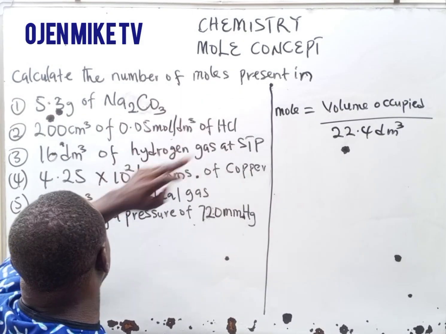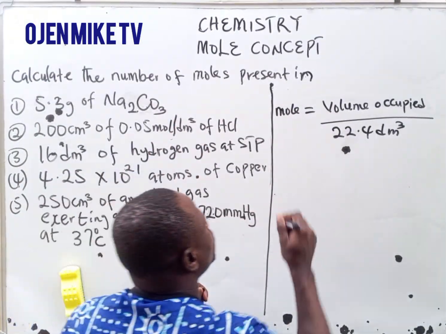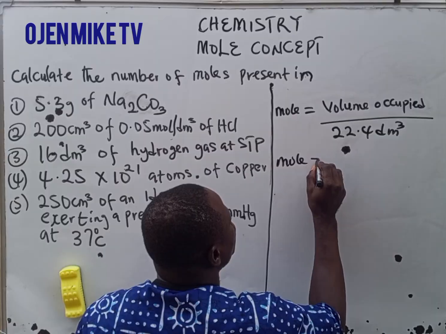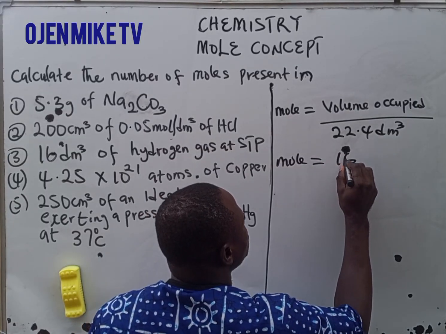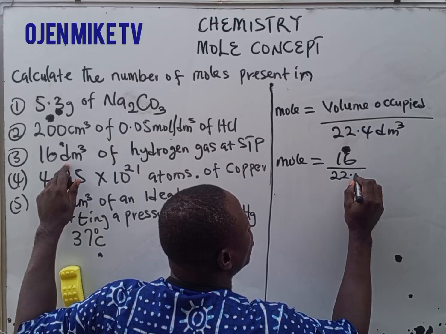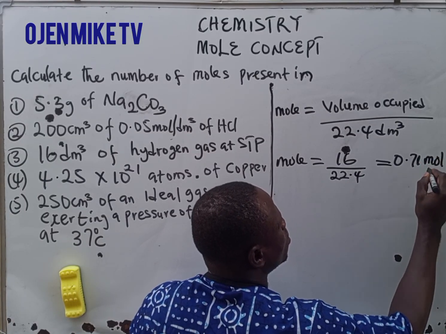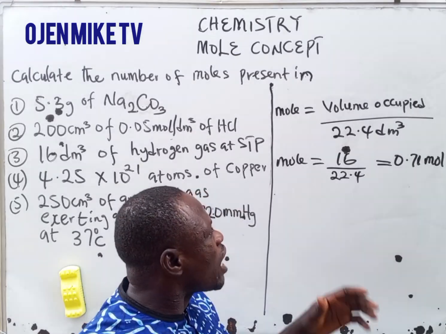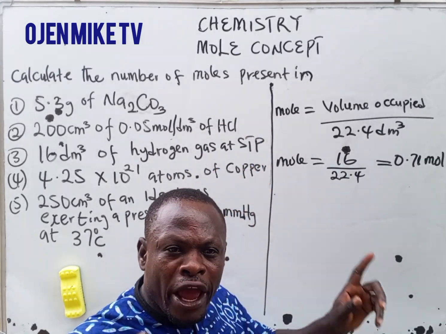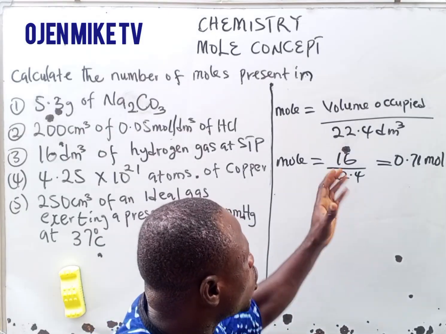Calculate the number of moles present in 16 dm cubed of hydrogen gas at STP. Very simple. Mole is equal to the volume, 16, divided by 22.4 mole per 1 dm cubed. That is how to calculate mole when it is given in volume at STP. When you hear that, just take note of that.